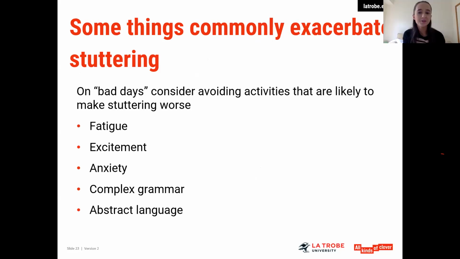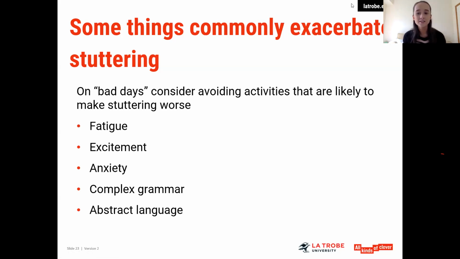So now I'm going to talk about some things that commonly exacerbate stuttering. In addition, it may be helpful to consider the situations that may make your child stutter more and to avoid these where you can, especially on their bad days. Every child is different, so the factors that might exacerbate your child's stutter may be completely different to someone else's child. So some common factors that increase a child's stuttering include fatigue.